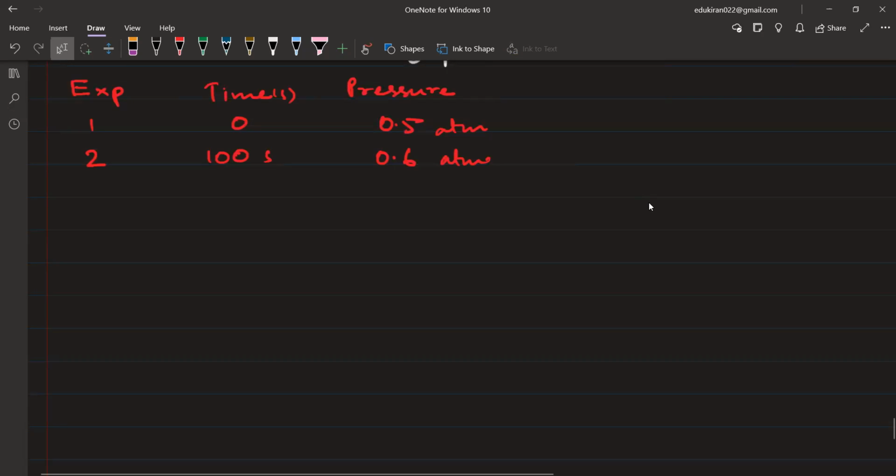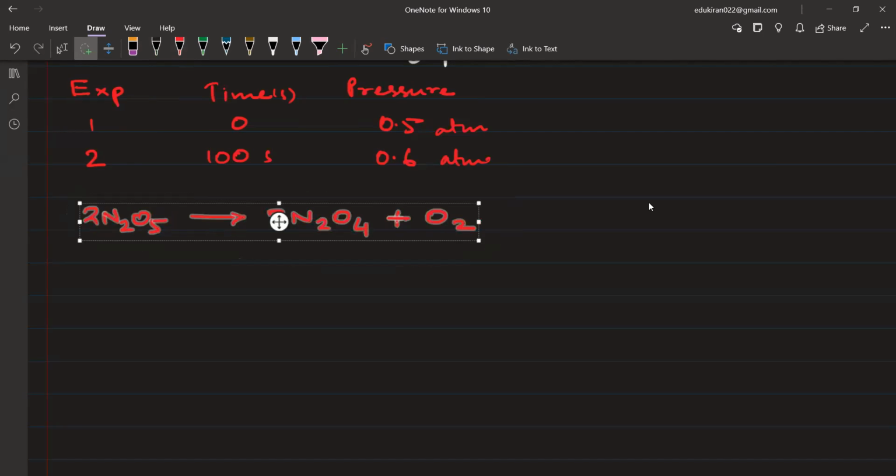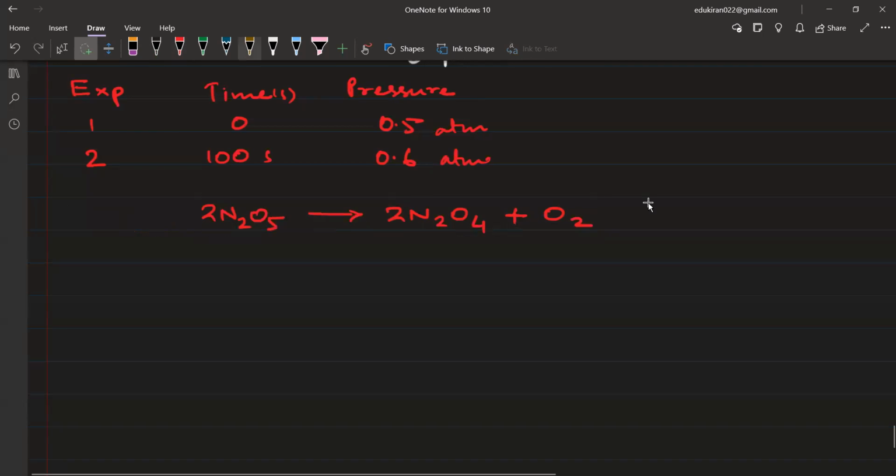Okay, right. Next we have same equation experiments here, but we have a different reaction. So I just want to show you guys how it is going to change with the change in stoichiometric coefficient. So you have 2N2O5, it gets converted to N2O4 plus O2 gas. Okay, so here also we'll make the I stable, है ना?